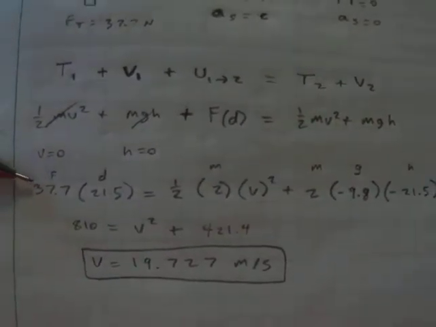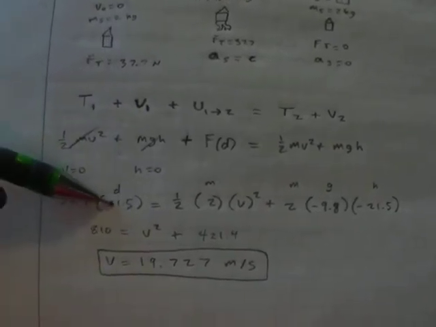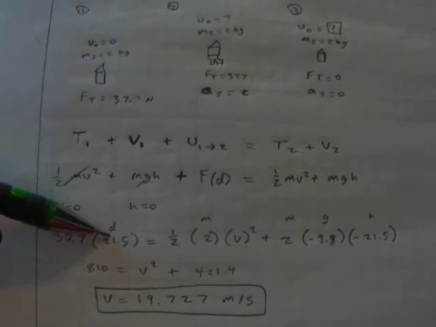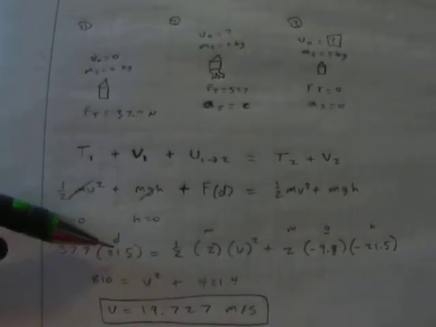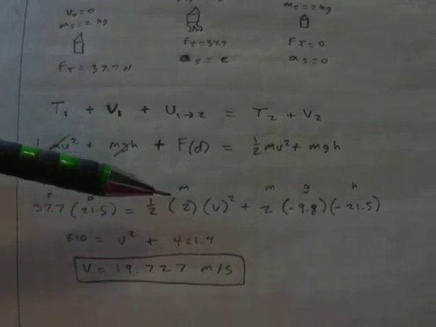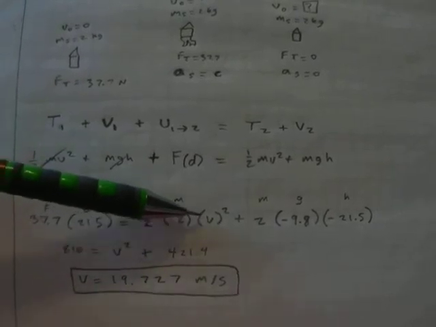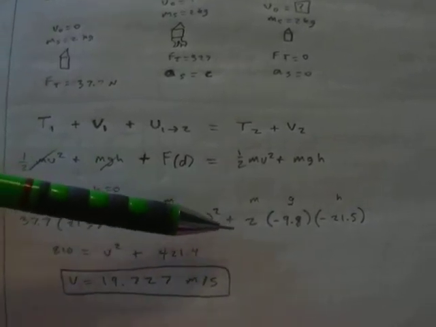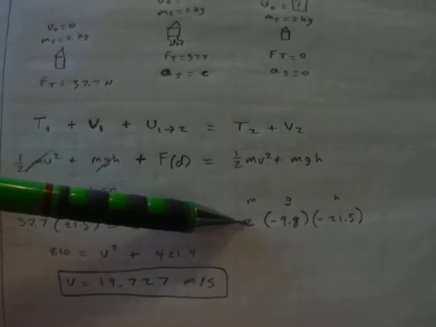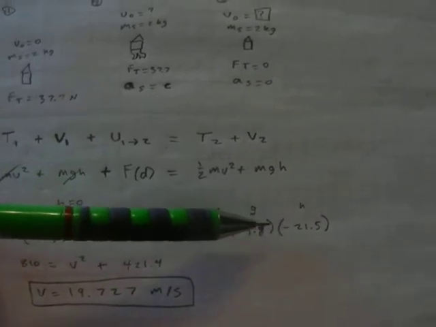We'll input all of our numbers from up above: our 37.7 newtons of thrust, our 21.5 meters of height, and then our 2 kilogram mass. We have our unknown V for our final velocity. Then our 2 kilograms, negative 9.8 meters per second squared, and for the height, 21.5 meters.